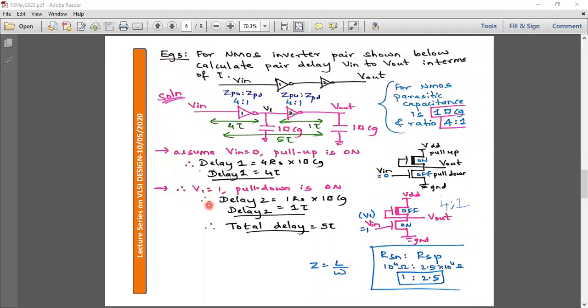So when input to inverter 2 is 1, pull down is in on state. So what is the pull down ratio for inverter 2? It is 1. Pull down is NMOS. So resistance is 1 Rs. So 1 into 1 Rs. Capacitance 1 Cg. So delay 1 tau. Total delay 5 tau. So please note, when these ratios are given, the first value represents pull up ratio and the second value is pull down ratio.